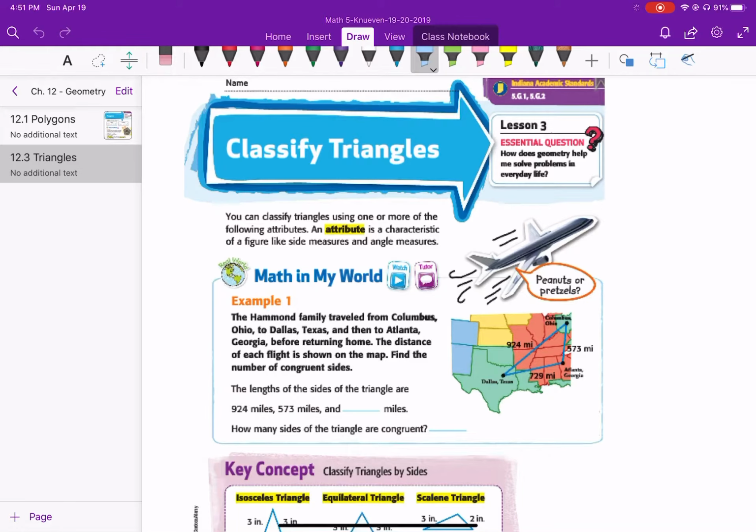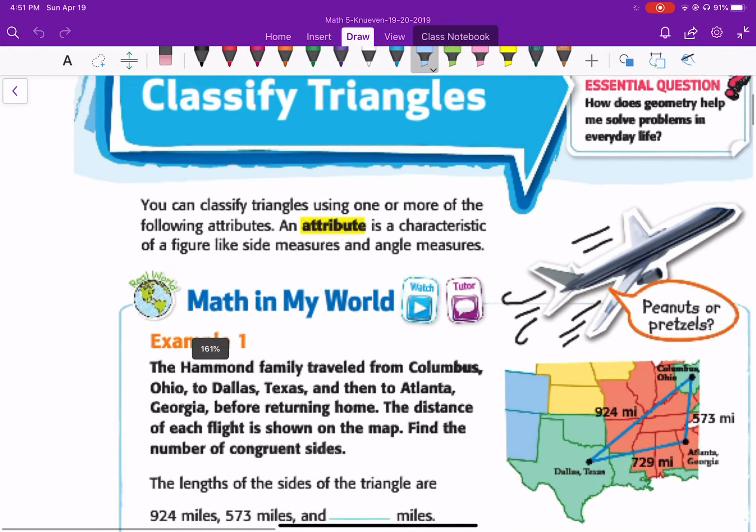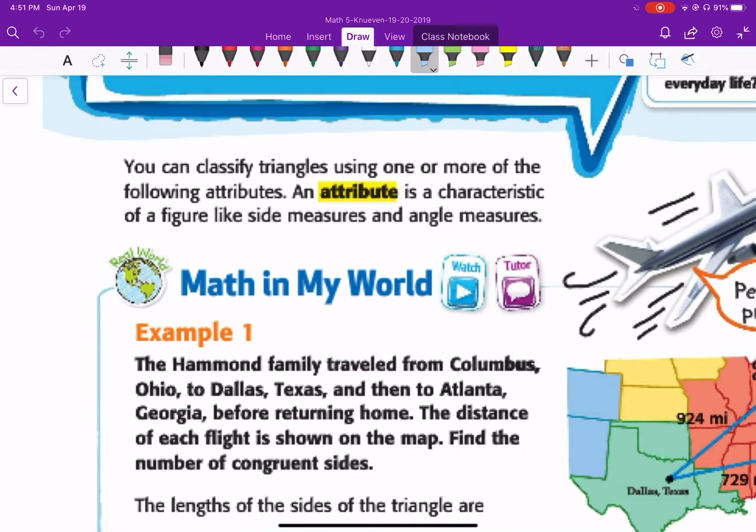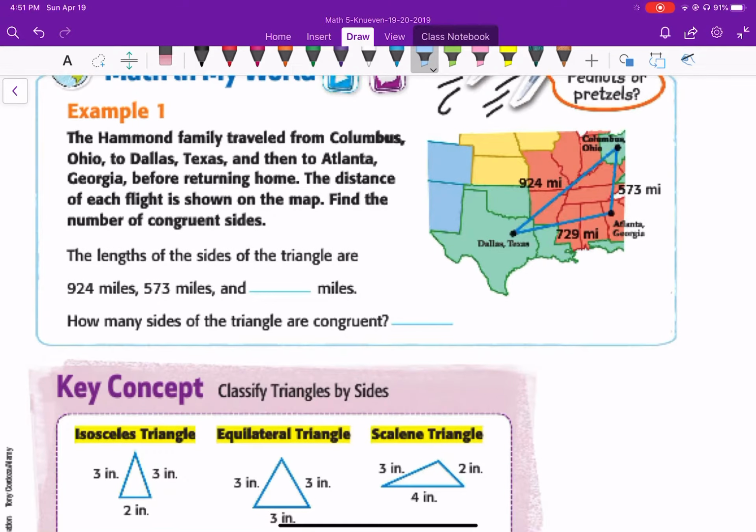In this lesson, we're going to be talking about classifying triangles. Triangles are one of our polygons. If we're looking at triangles, we actually classify them based on some attributes. Now, an attribute, if you're not sure what that means, are characteristics of a figure, like side measurements and angle measurements.